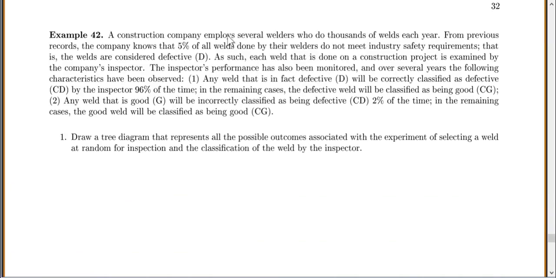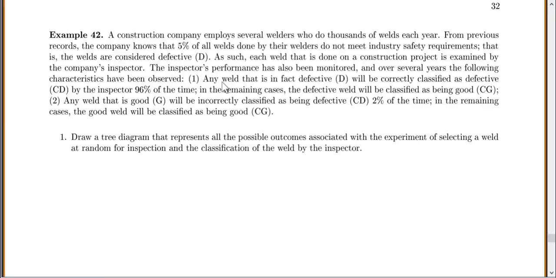So we have a construction company that employs several welders who do thousands of welds every year. From previous records, the company knows that 5% of all welds do not meet the industry standards. So that would be defective. And so they have to go through and inspect every weld. The inspector's performance has also been observed. So sometimes they'll classify something as defective, but it's really not. Or they might not classify it as defective, but it really is, etc.